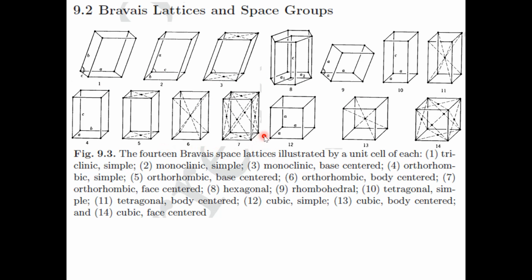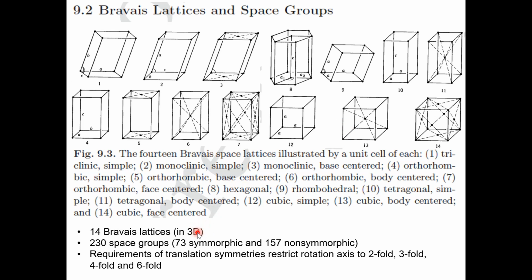They are listed here. You have the triclinic, the monoclinic, base-centered, the orthorhombic, simple orthorhombic, base-centered orthorhombic, body-centered orthorhombic, the face-centered orthorhombic. Then we have the hexagonal Bravais lattice, rhombohedral, tetragonal, simple tetragonal, body-centered tetragonal, simple cubic, body-centered cubic, and face-centered cubic. So these are the fourteen possible arrangements called the Bravais lattices, and they each have their own set of primitive vectors. Okay, so this is in 3D. Next lecture we're gonna see the two-dimensional Bravais lattices.